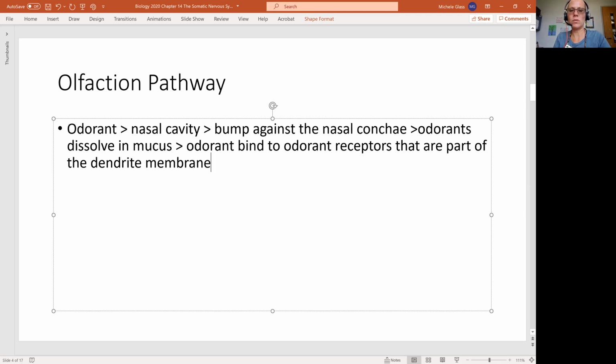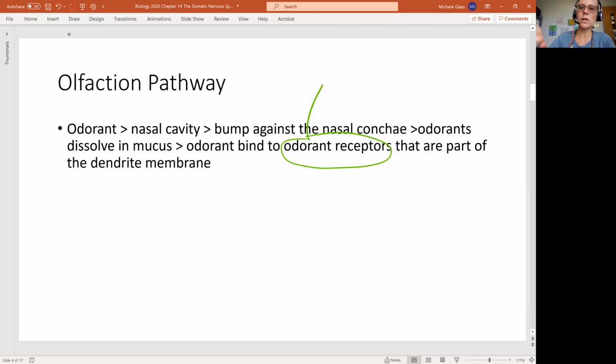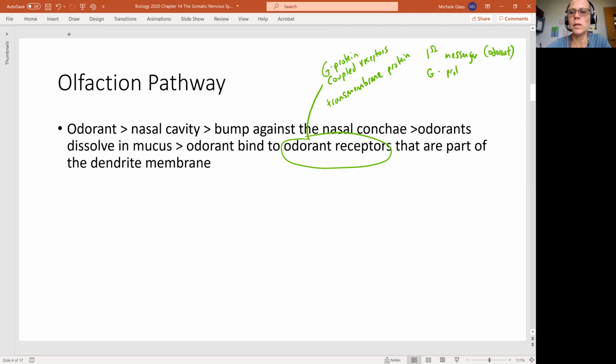We're going to talk more about these receptors here just real quickly. So when we're talking about these odorant receptors, we're going to talk about these as G protein coupled receptors. You should think about these also as transmembrane proteins, where transmembrane means across the cell membrane. Then when we have a G protein coupled receptor, we're going to end up with a first messenger. In this case, that's going to be the odorant. We're going to end up with a G protein, and then we're going to end up with the second messenger, which is very often either cyclic AMP or it could be calcium ion.